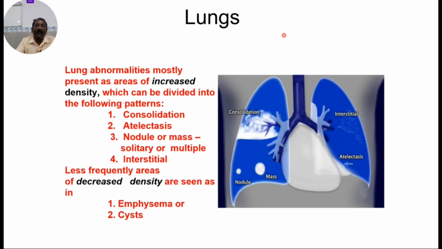See, lung abnormalities mostly present as areas of increased density. So these are the consolidation, atelectasis, nodules, etc. And decreased density in two things. One is the emphysema or the cysts.